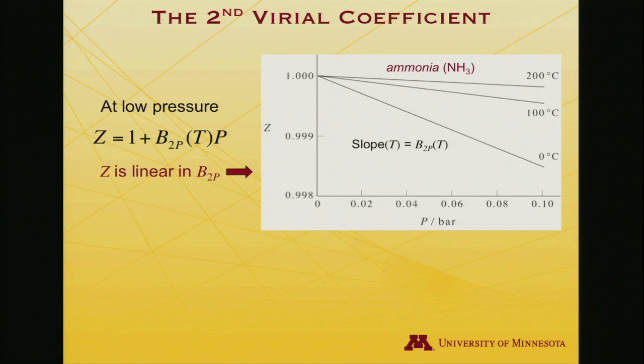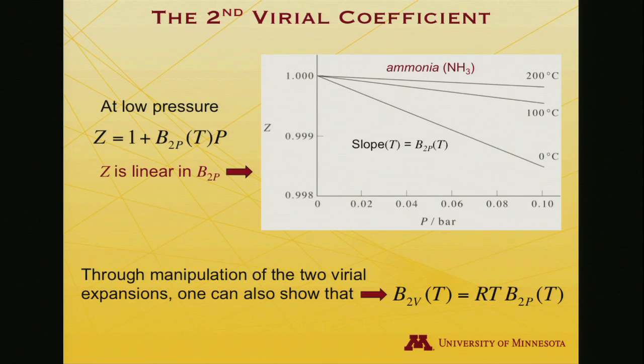And each of these isotherms has a different slope, and that illustrates that yes, the coefficient does depend on temperature, but by doing a series of measurements, you can in fact determine B2P(T) for a given gas at given temperatures.